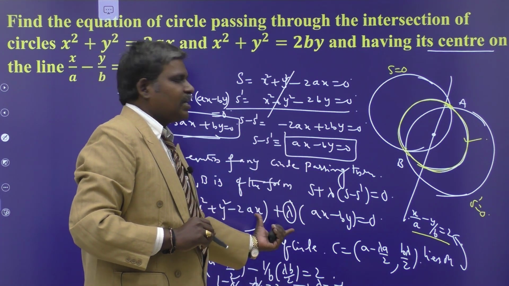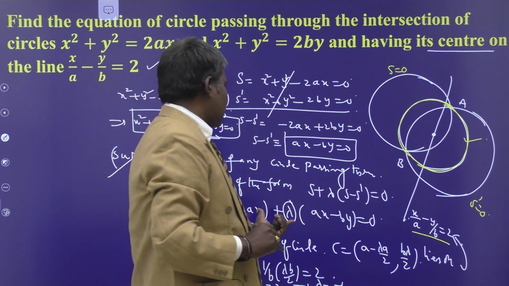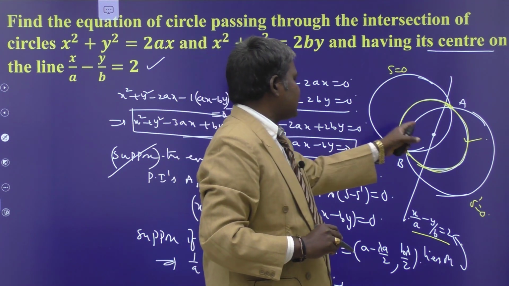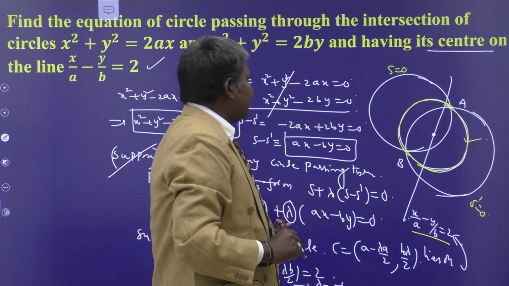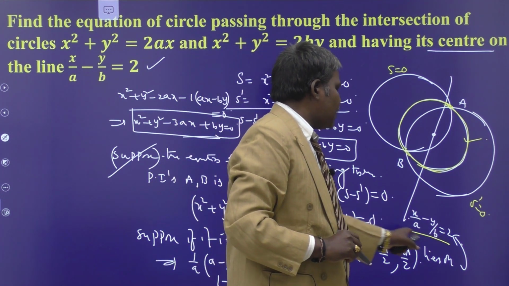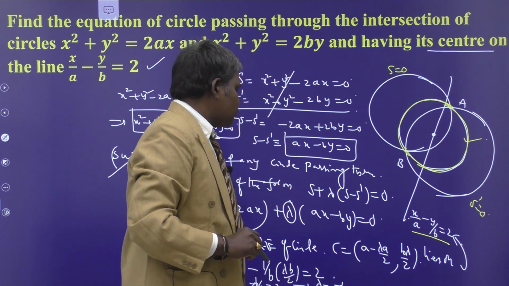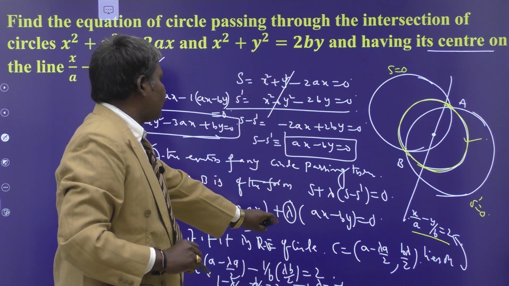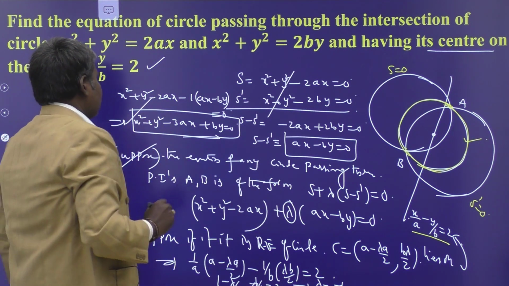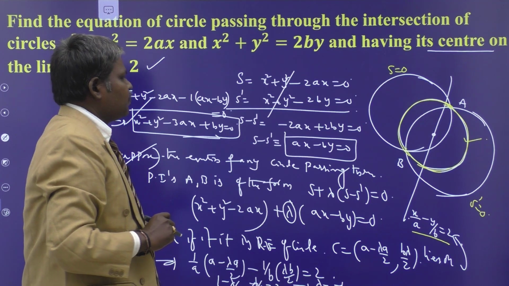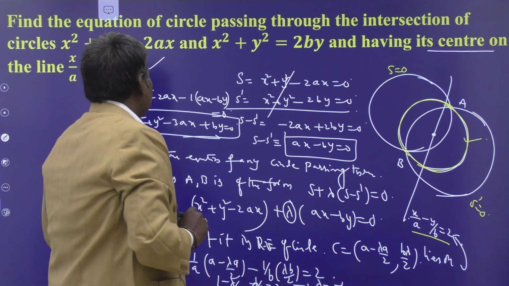S plus lambda S' equal to 0 represents an infinite number of circles. We don't want all of these equations. We have one and only one circle equation. The role of that circle is that its center lies on that line. If it is my required equation, immediately its center lies on the line because it is the diameter. That is x by a minus y by b is equal to 2. Substitute the center, we obtain the value of lambda. Substitute lambda here itself, we obtain the answer, that is x square plus y square minus 3ax plus by is equal to 0. Understand? Next one.